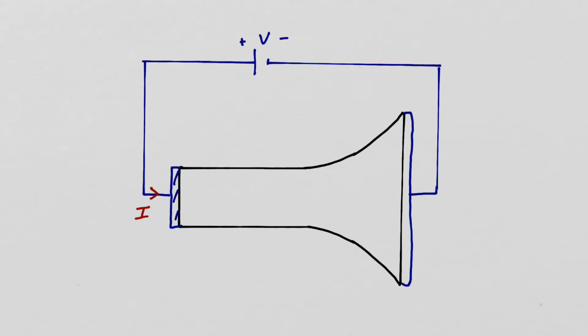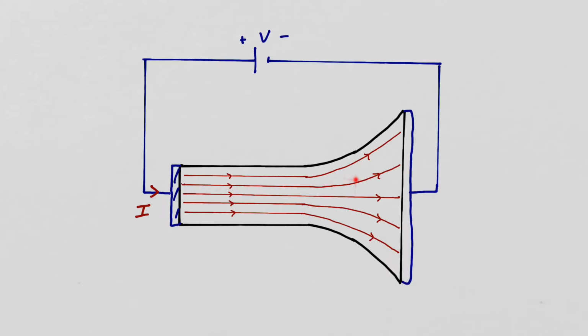You're given a conductor in this shape, so let's apply a voltage to it. We'll apply a DC bias and we'll have a DC current flowing. Now let's imagine what the current density would look like inside this conductor. These lines here represent the current density, so the closer they are spaced, the greater the current density. As the conductor flares out, the current density will spread out, so it will change both in magnitude and direction.